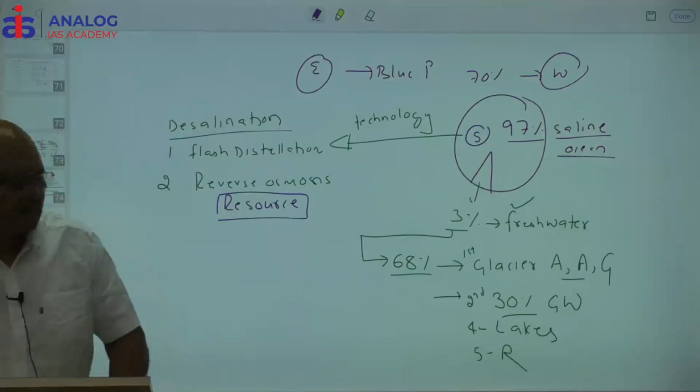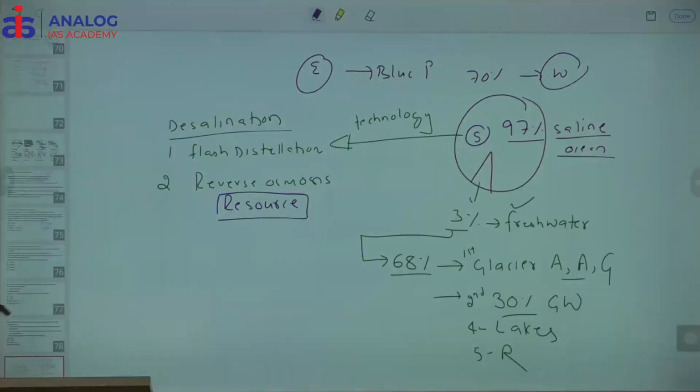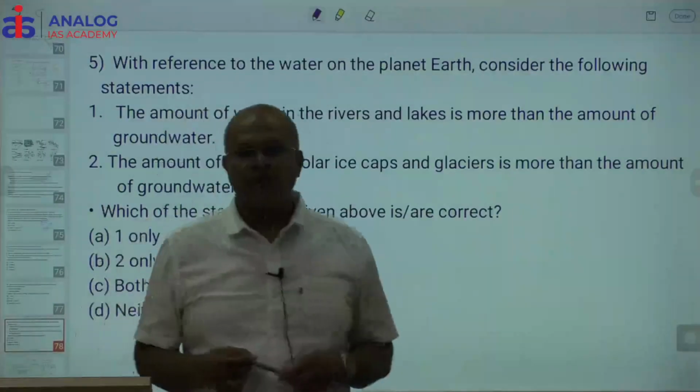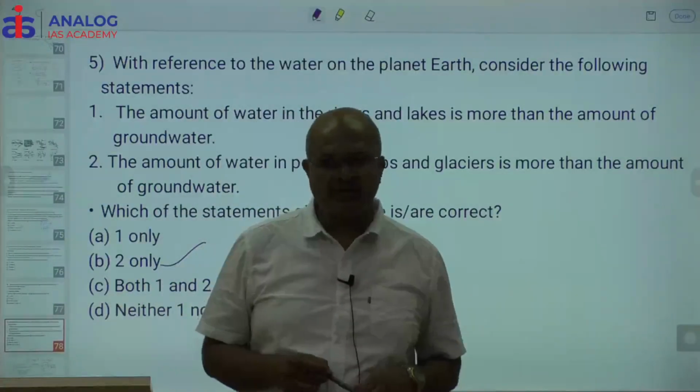Is it clear? Now, moving down to this question. With reference to the water on planet Earth, consider the following. The amount of water in the rivers and lakes is more than the amount of groundwater. Is the first statement correct? The amount of water in the polar ice caps and glaciers is more than the amount of groundwater. So what could be the correct answer? Only 2. Is it clear? So this is how you have to make your perspective in the context of your studies.